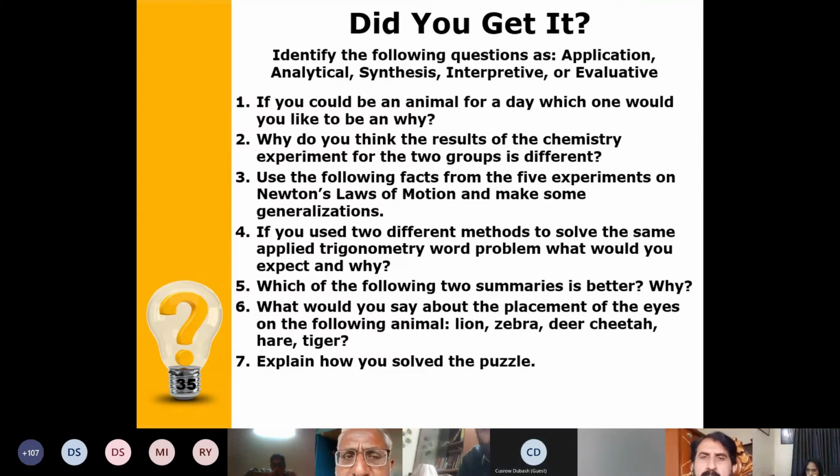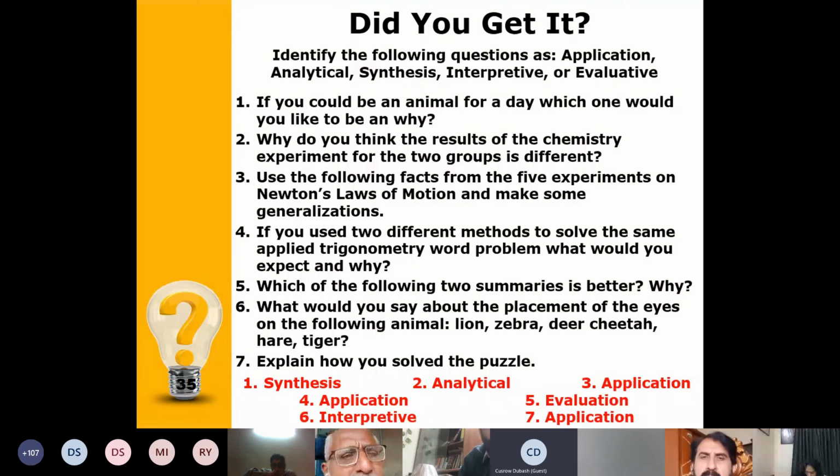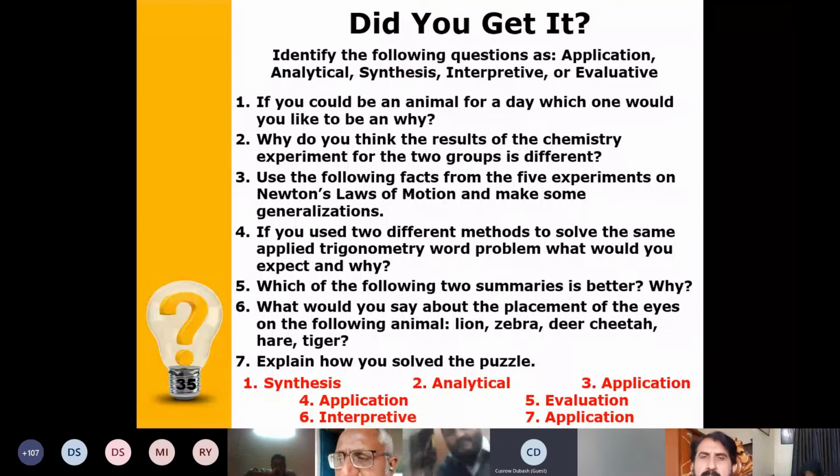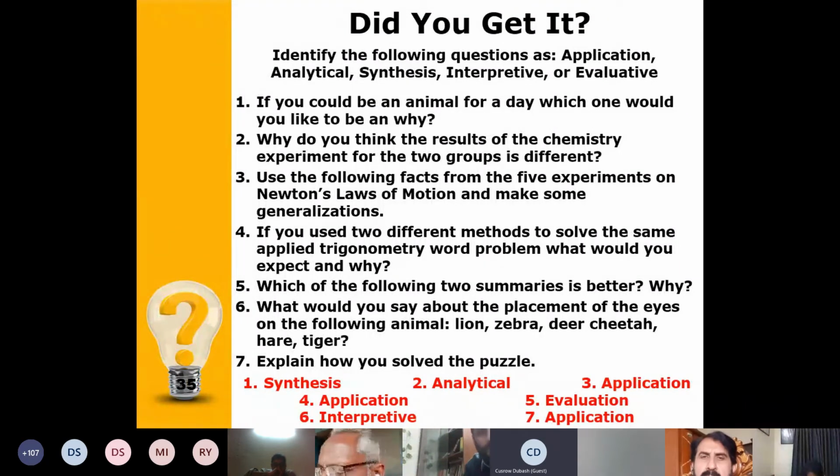Let's check. The first one was synthesis. You were creating. Second was analytical. You had to do some analysis. 3 was application. You were applying the facts to generalizations. 4 was application. You were applying different methods to solve the problem. 5 was evaluative. You were giving a judgment, a critique. 6 was interpretive. You were interpreting the placement of the eyes. And 7 was application. Again, you were explaining how you solved the puzzle.